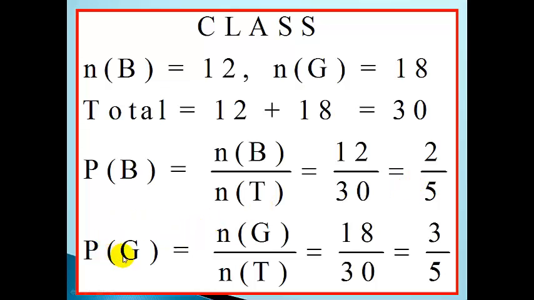Now the probability of girls will be equal to the number of girls divided by the total number, and the number of girls in the class is 18, divided by the total, that is 30. 6 goes into 18 3 times, and 6 goes into 30 5 times. So the probability of girls in the class is equal to 3 divided by 5.